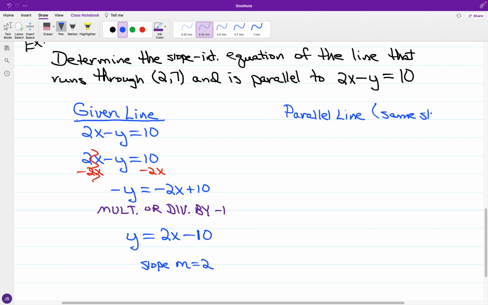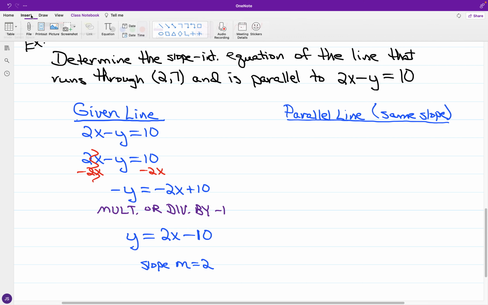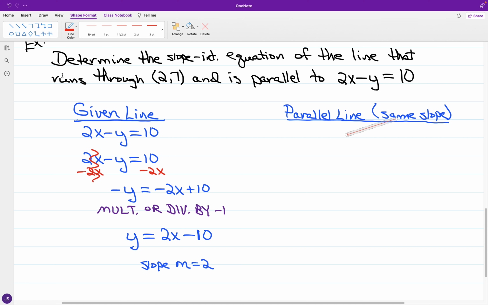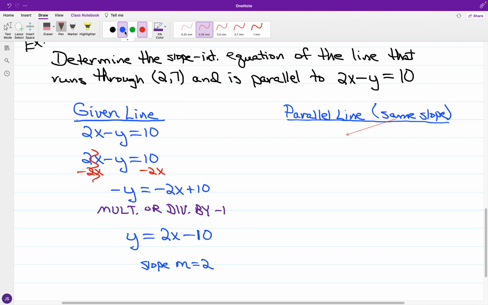Again, parallel lines are going to have the same slope. So the given line has a slope value of 2, and for the parallel line the slope is equal to 2. In terms of setting things up through the point slope equation pathway, the parallel line is going to run through (2, 7).